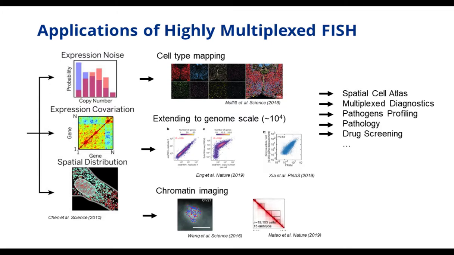In fact, the method has been applied to many different areas, for example, to understand expression noise, or to understand gene networks, or to do cell type mapping in tissues. It has many other possible applications in constructing spatial cell atlases, multiplex diagnostics, pathogen detection, and so on.